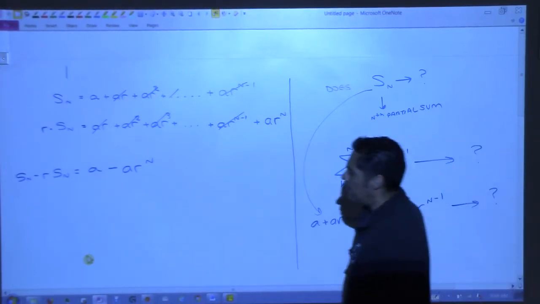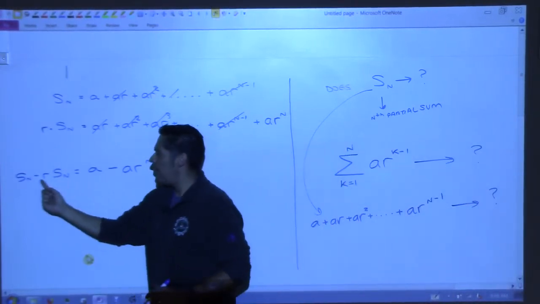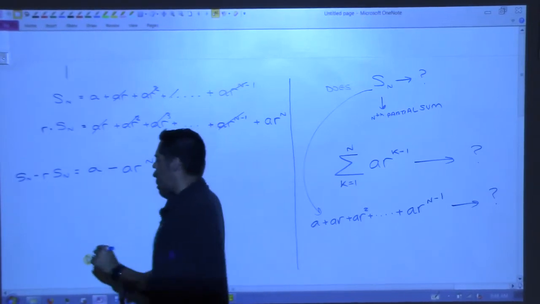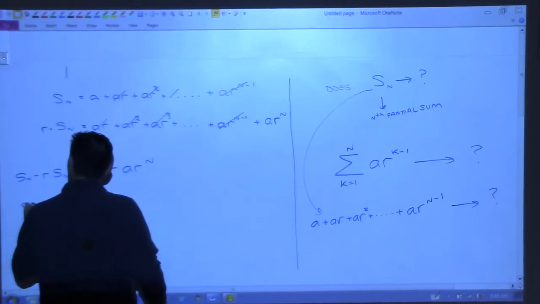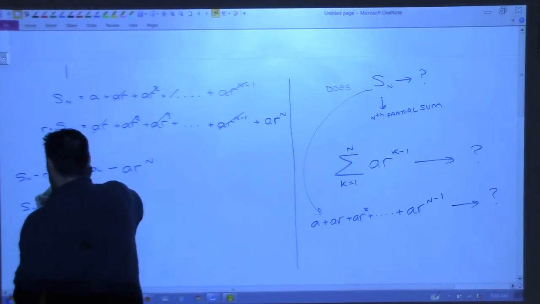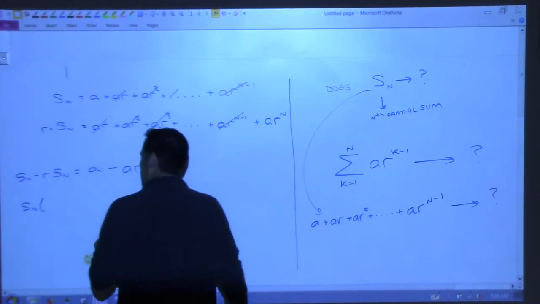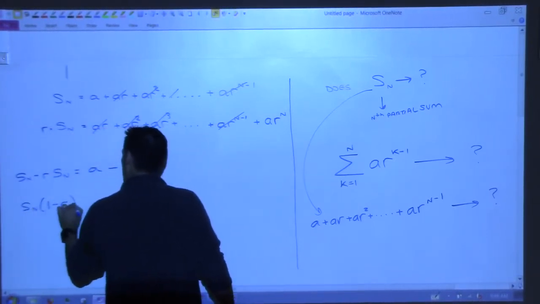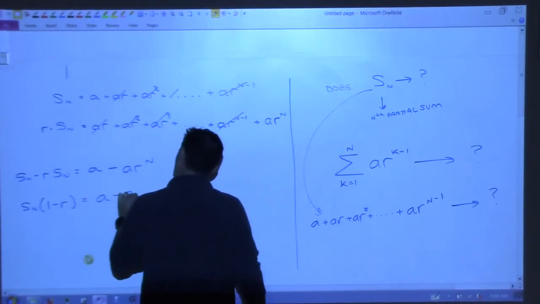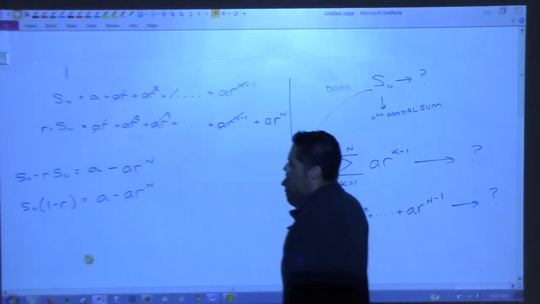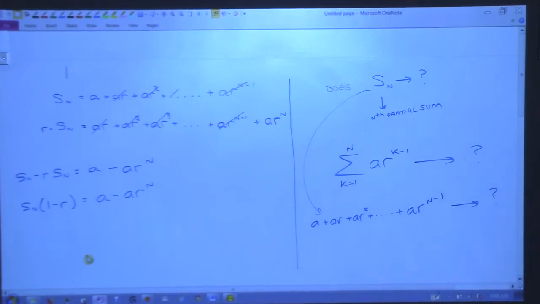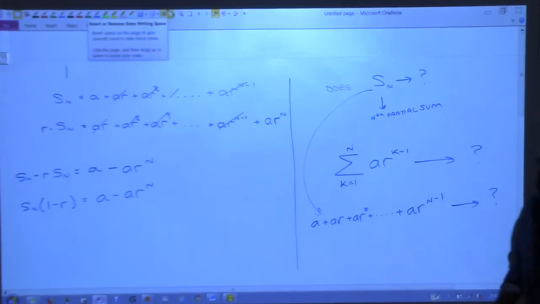Now, on the left-hand side of this equation, I'd like for you to factor out S sub n. Just algebraically pull it out. S sub n, parentheses, what? 1 minus r equals a minus AR to the n. And finally, I'd like for you to divide both sides by 1 minus r.